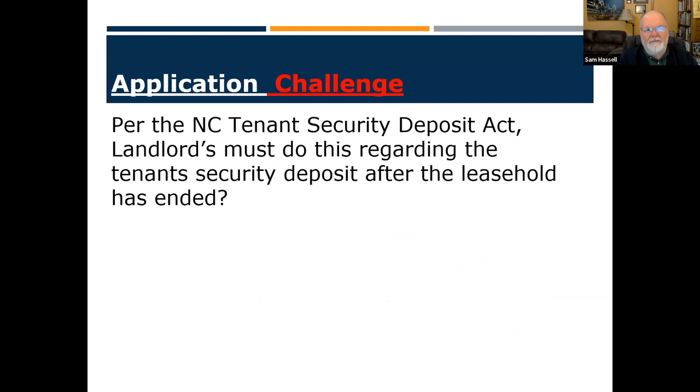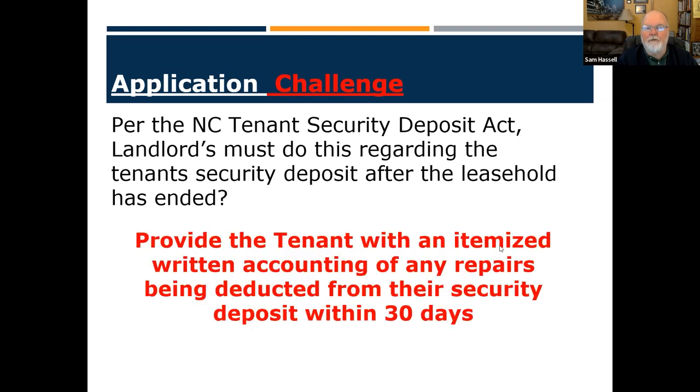Per the North Carolina Tenant Security Deposit Act, the landlords must do this regarding the tenant's security deposit after the leasehold has ended. What are we going to do with it? Lease has ended. What do we have to do with that security deposit? We just talked about it. We have to at least account for it, right? 30 days. If we can't give it back to them because we're still figuring out the accounting, we have to do a preliminary accounting at 30 days. And no later than 60 days, have that accounting in full or give them their money back. Okay? That's the way that works.